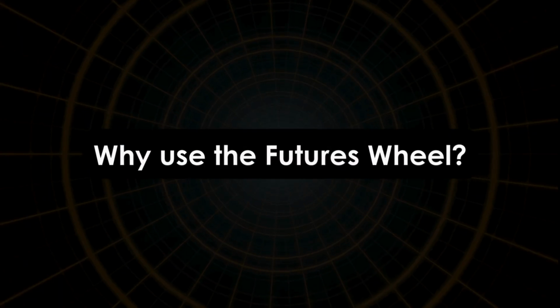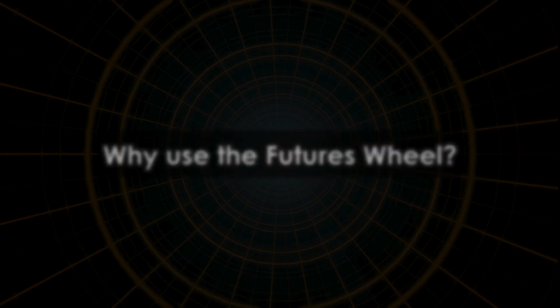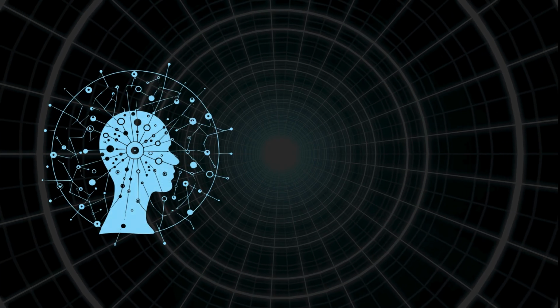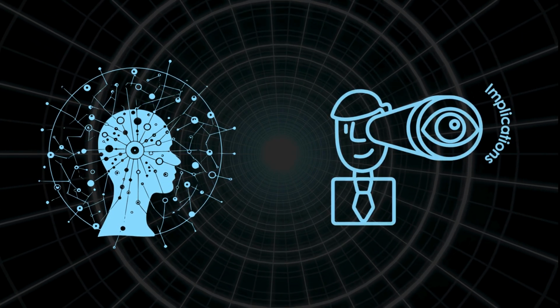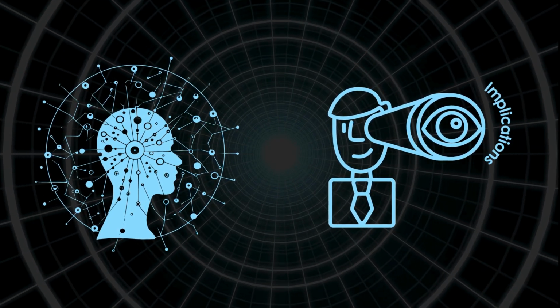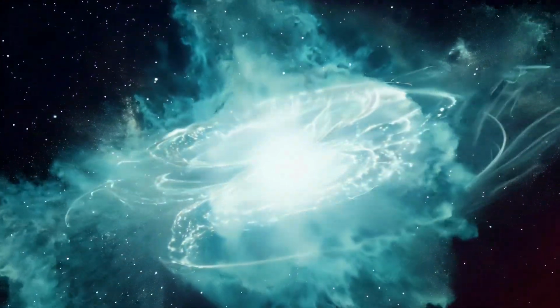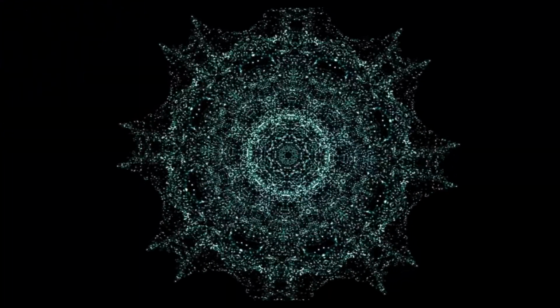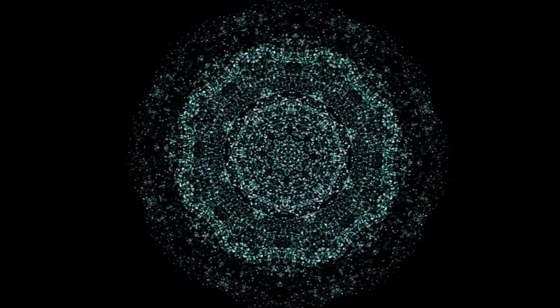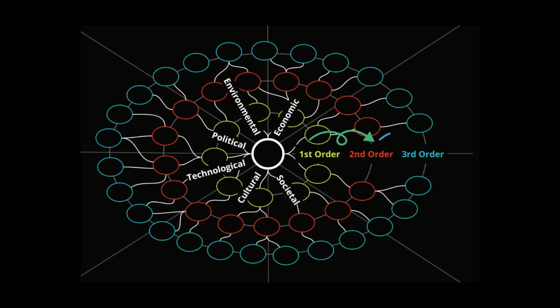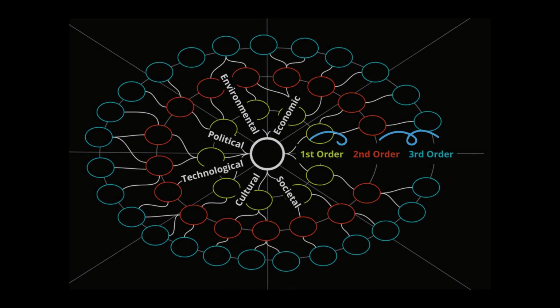So why use the Futures Wheel? Well, this method is particularly effective for identifying non-linear relationships and the long-term implications of trends. It can be used to broaden the discussion around a given development, sensing out towards the implications of the implications, extending the very boundaries of what we can imagine.